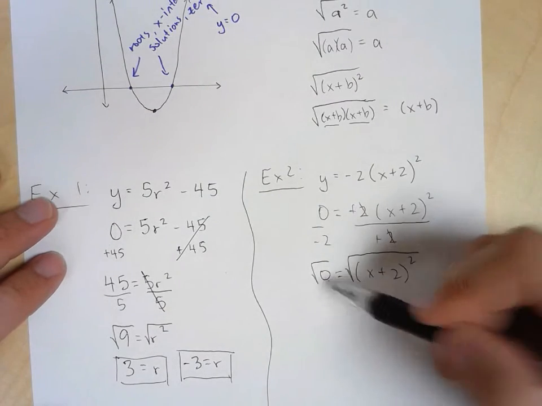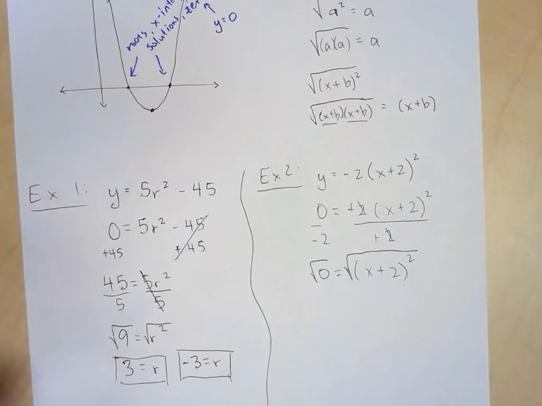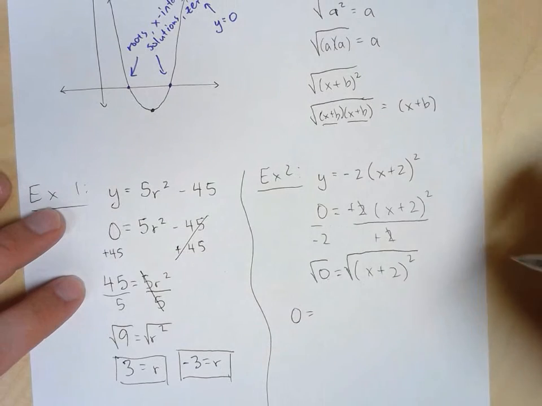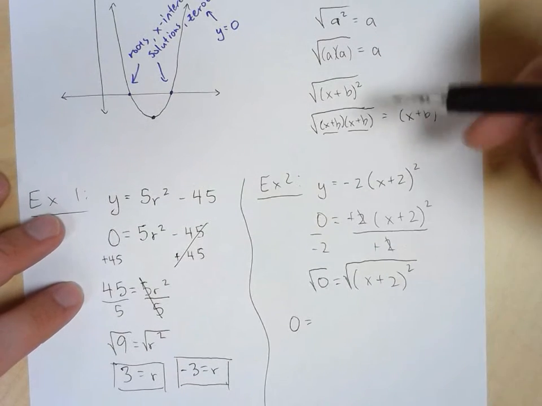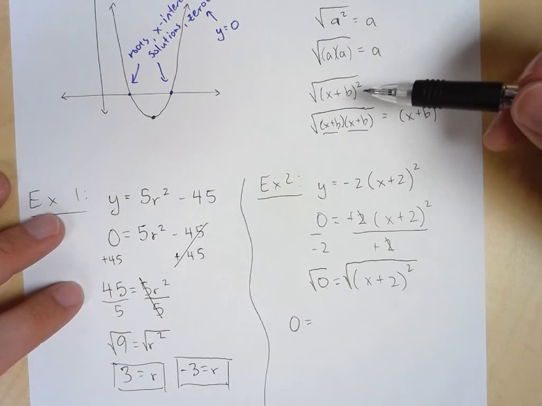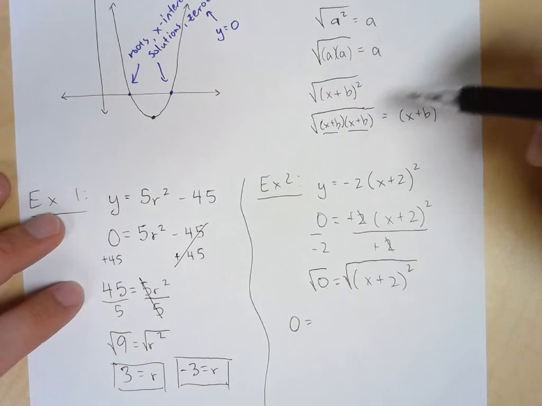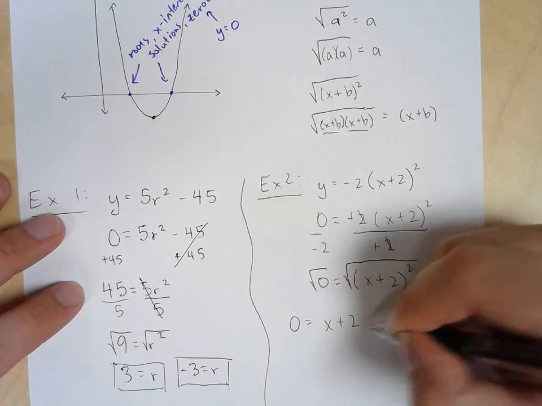The square root of 0 is 0, and of course -0, but that doesn't make a whole lot of sense. So we're going to have 0 equals whatever we were squaring. So if we got something, we take it squared, we take the square root of it, we just get that something left over. They kind of cancel each other out. So we're left with x plus 2.